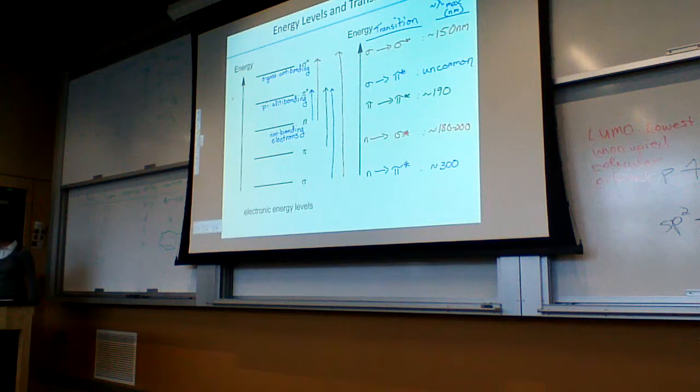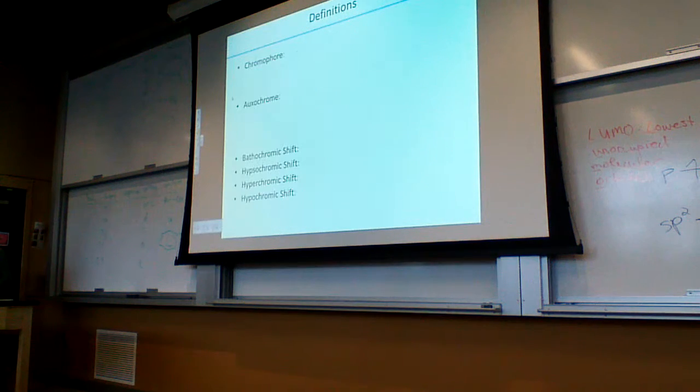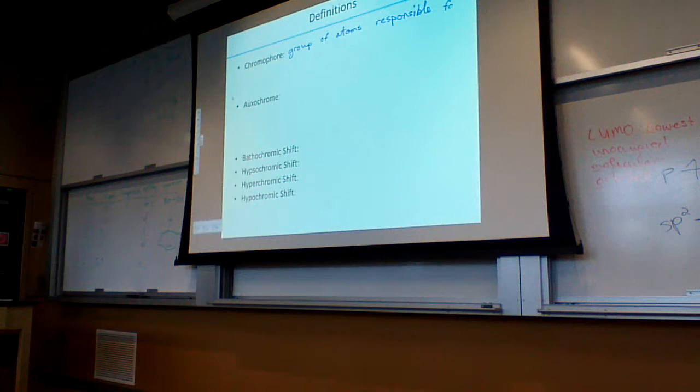Now for some definitions. So, definitions. A chromophore is a group of atoms responsible for an electronic absorption.